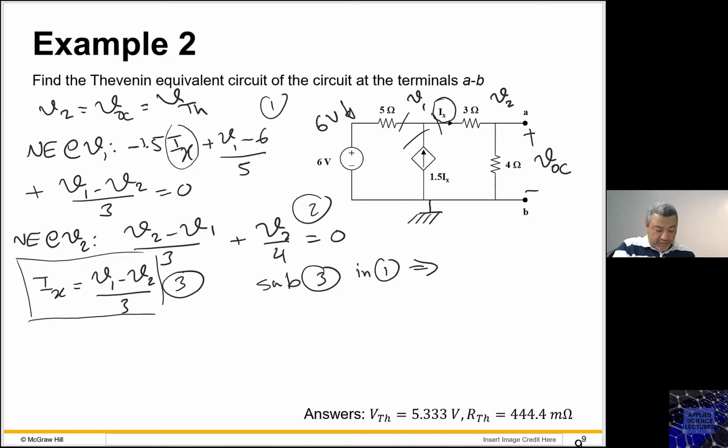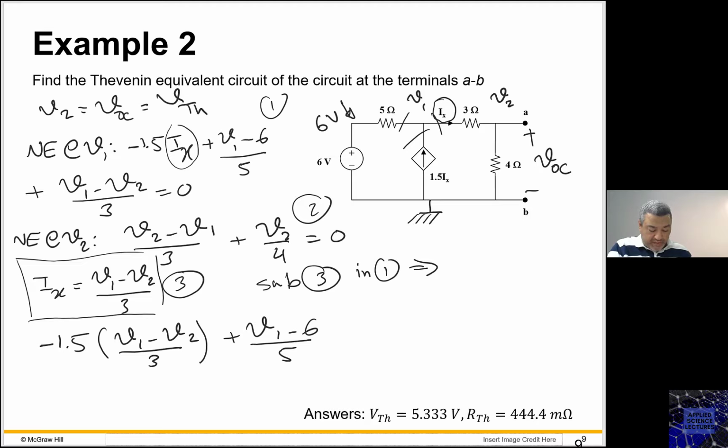One would give you minus 1.5 times V1 minus V2 over 3, plus V1 minus 6 over 5, plus V1 minus V2 over 3 equals 0. Right? Now rearranging and solving for V1.